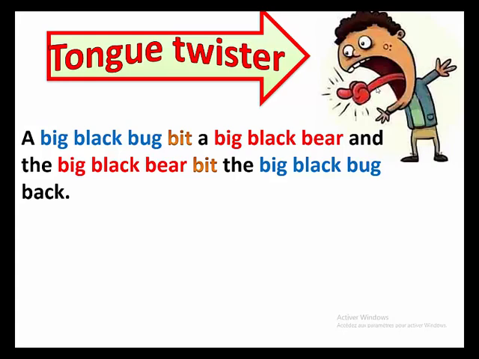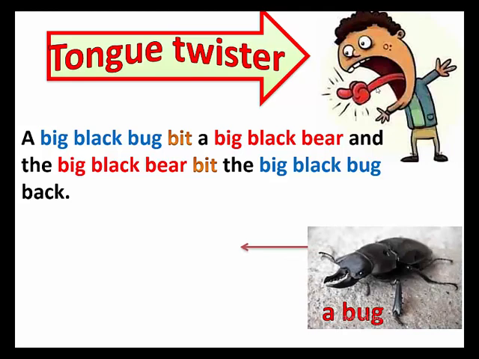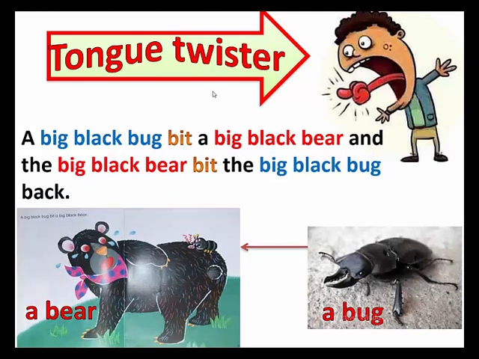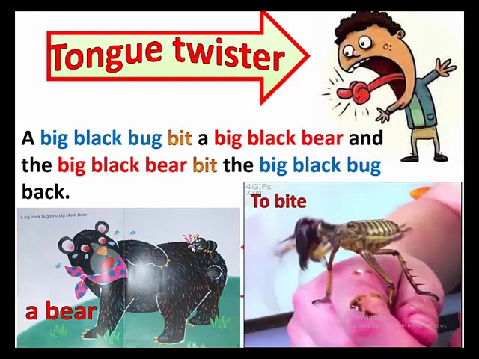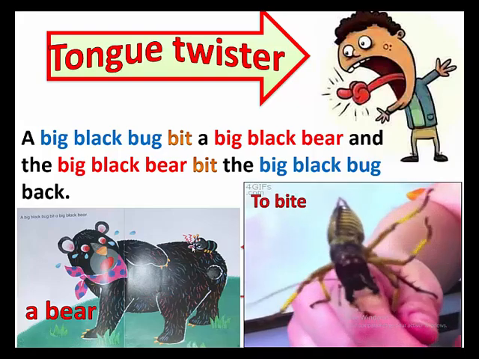So I will read it very slowly, explain it, and then read it fast. A big black bug bit the big black bear, and the big black bear bit the big black bag back. So this is a bug. This is a bear. And the bug bit the bear like this. The verb to bite is this. Ouch. Oh my gosh. To bite.